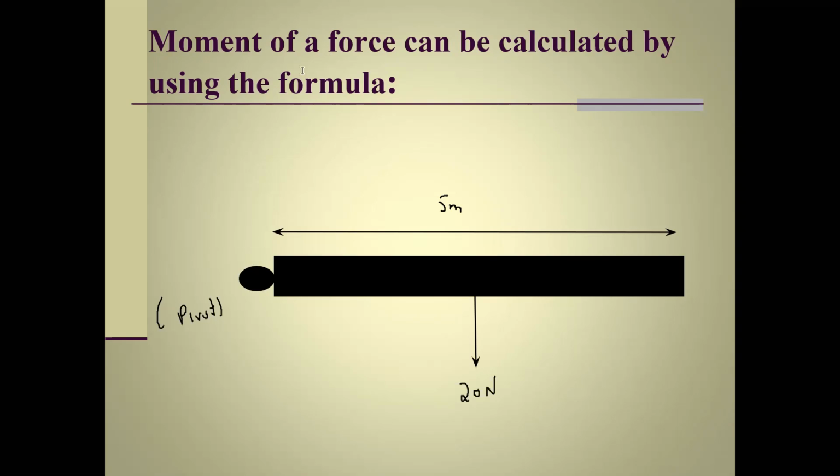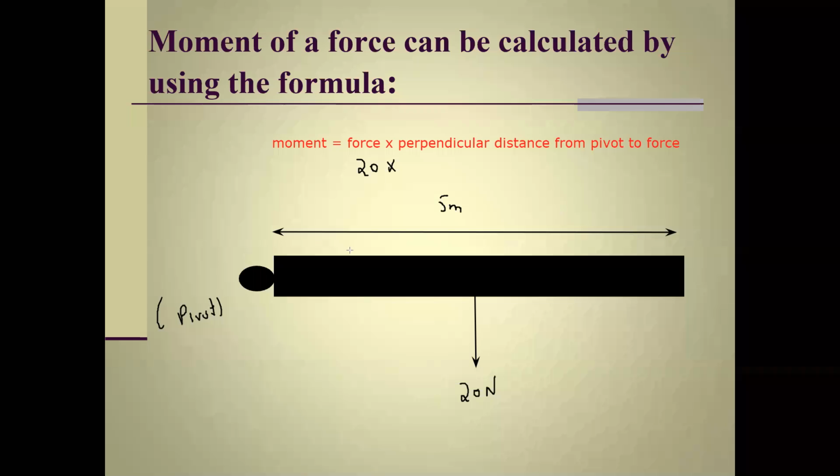Because moment is a product of force multiplied by perpendicular distance from pivot to force. So force here, what is the force given? The force is 20. But what about the distance here? Distance from the pivot. 5 is the total distance. But we take a distance from the pivot.